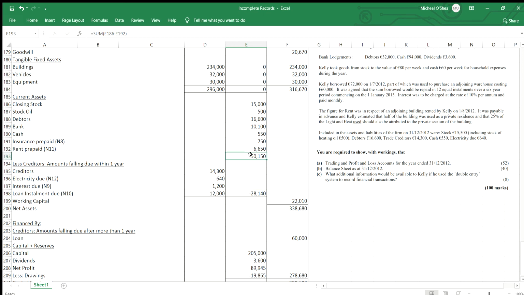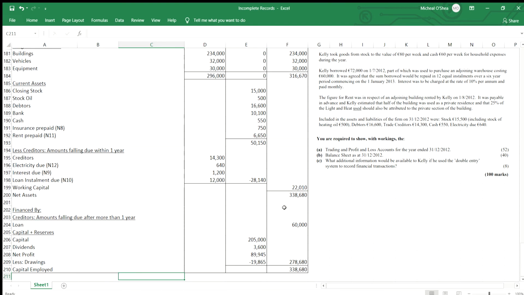It's my total current assets I own in the short term. Take that away, I get 22,010. That is my excess current assets over creditors, so it's a positive figure. I add it to my total fixed assets, and I have my total net assets, 338,680.